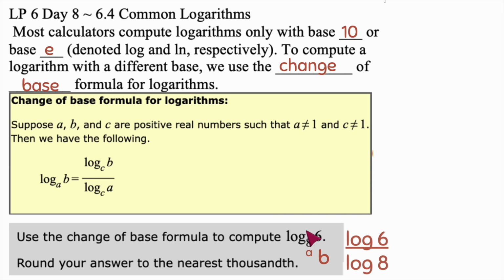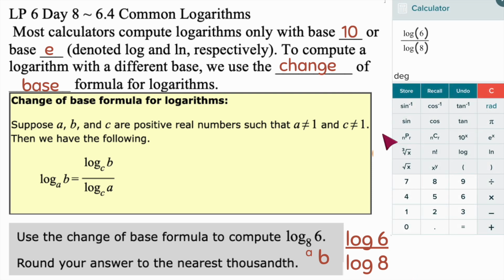Now if I use that change of base formula, I have log with base 10, because if you don't see it, it's base 10. That's the basic one. Log of 6, because it's b over 8, because 8 is a. So it's b over a. Make sure you're paying attention. It's b on top, a on the bottom.